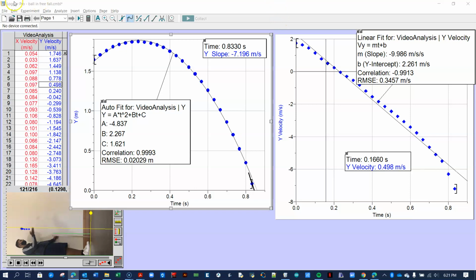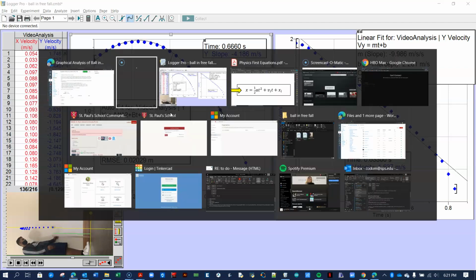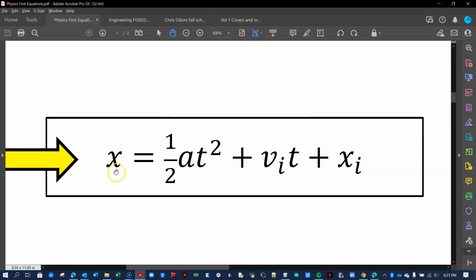So how does one find the initial velocity using both graphs, using both the vertical position y and the vertical velocity information? So let's take a look at both of those. If we look at this equation here, x is equal to 1/2 at squared plus vit, this is going to be your go-to equation when you analyze position versus time graphs. Okay, if the acceleration is 0, you will have a linear graph. Okay, you would have vit plus xi.